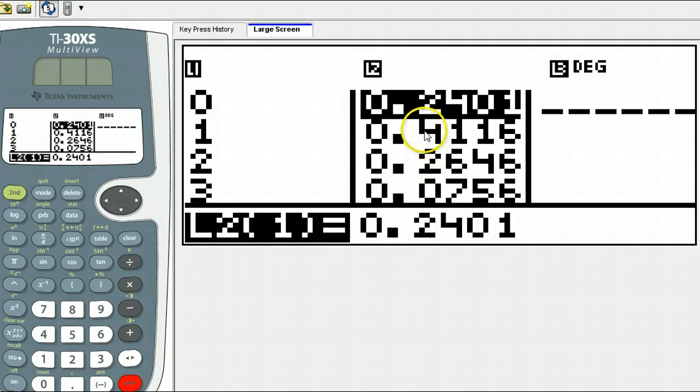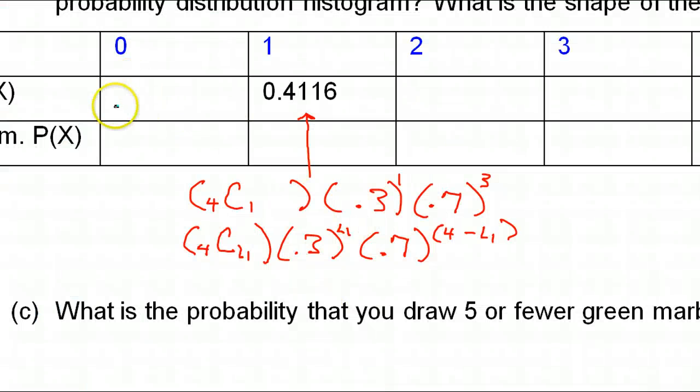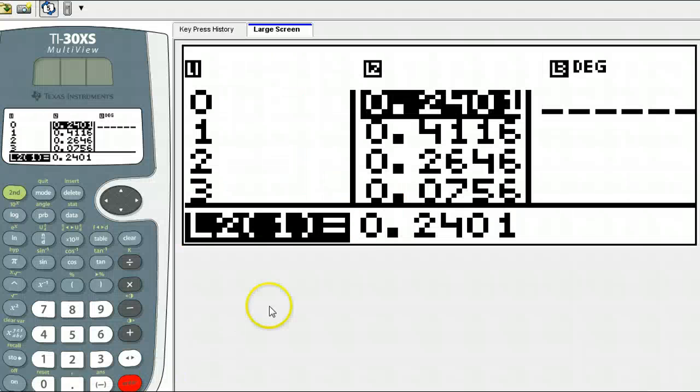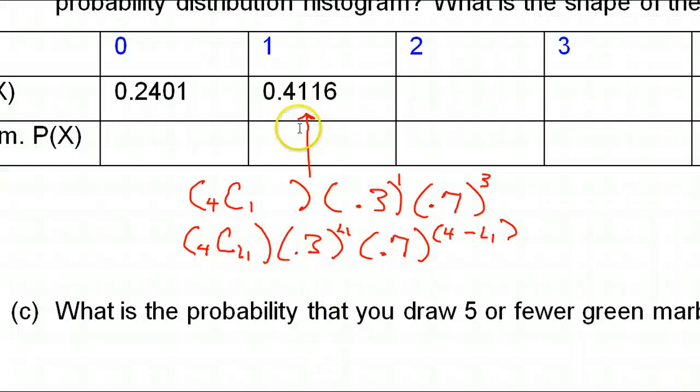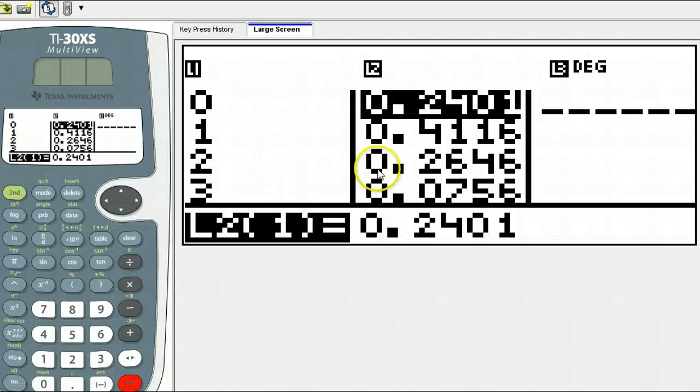So I've got 0.2401. I'm going to type these in. 0.2401. Now's a good chance to see if we were right before. We calculated this one by hand, and here I've got 0.4116, 0.4116, so it holds up. And then the next one should be 0.2646.